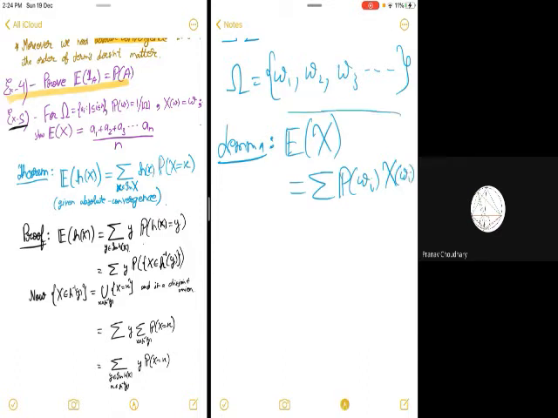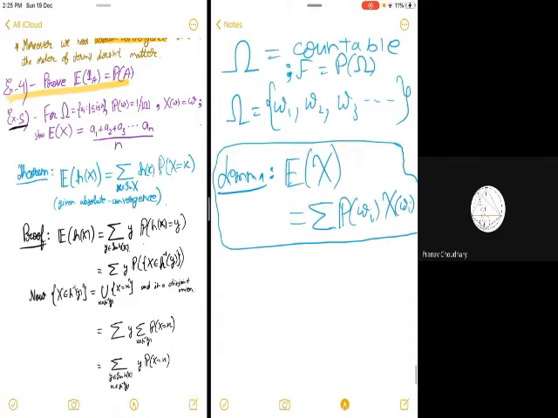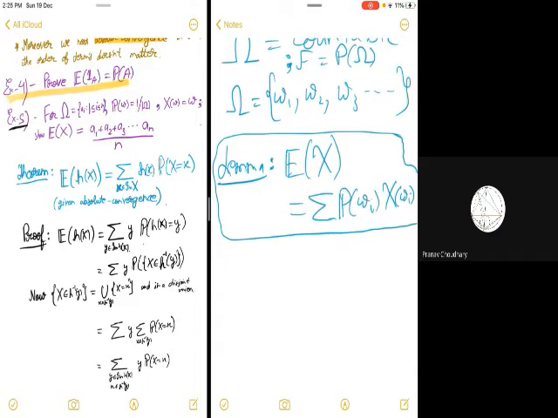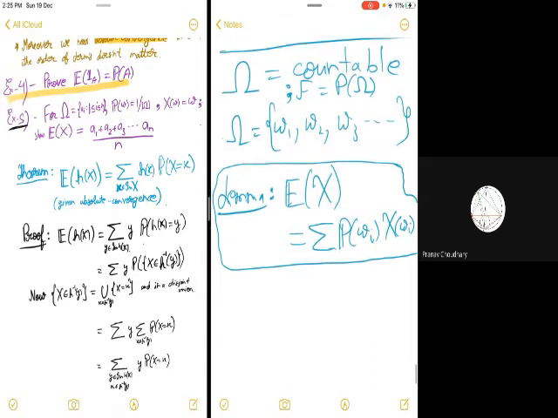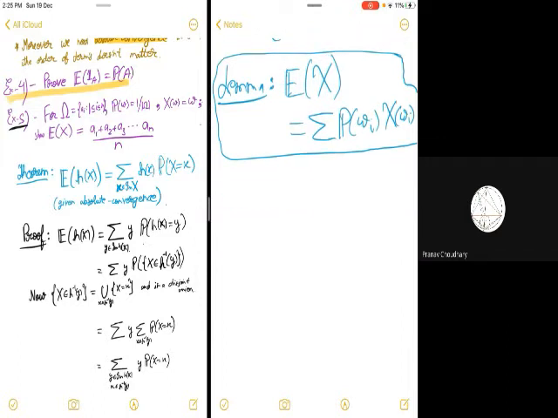So can anybody prove this? First of all, notice that this summation is well defined because we are taking F to be the power set of omega, so these probabilities are defined, and also this is a countable sum which we can make sense of. So try proving this.